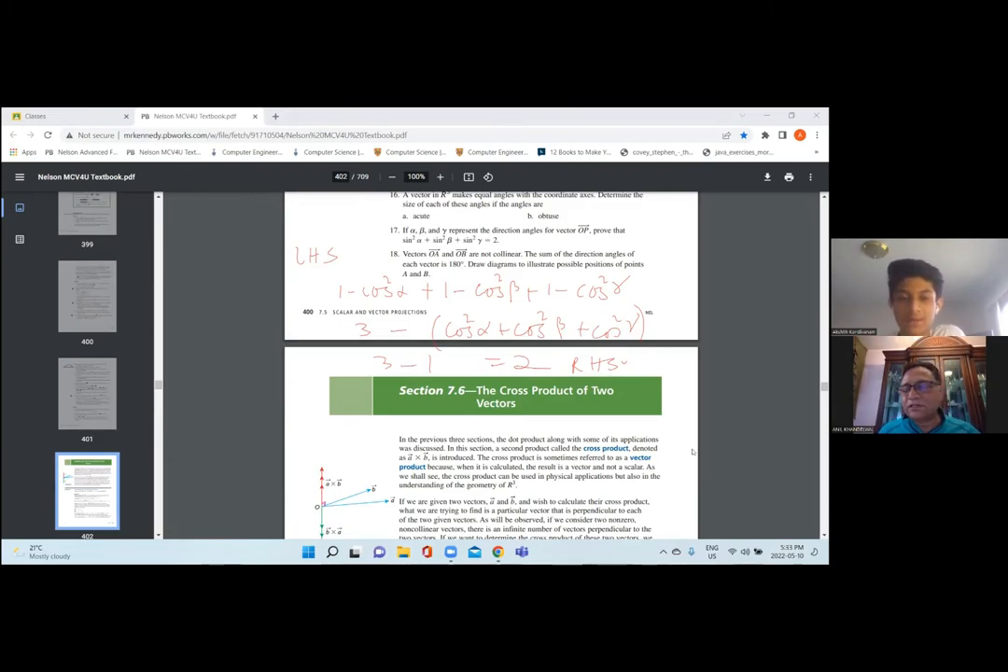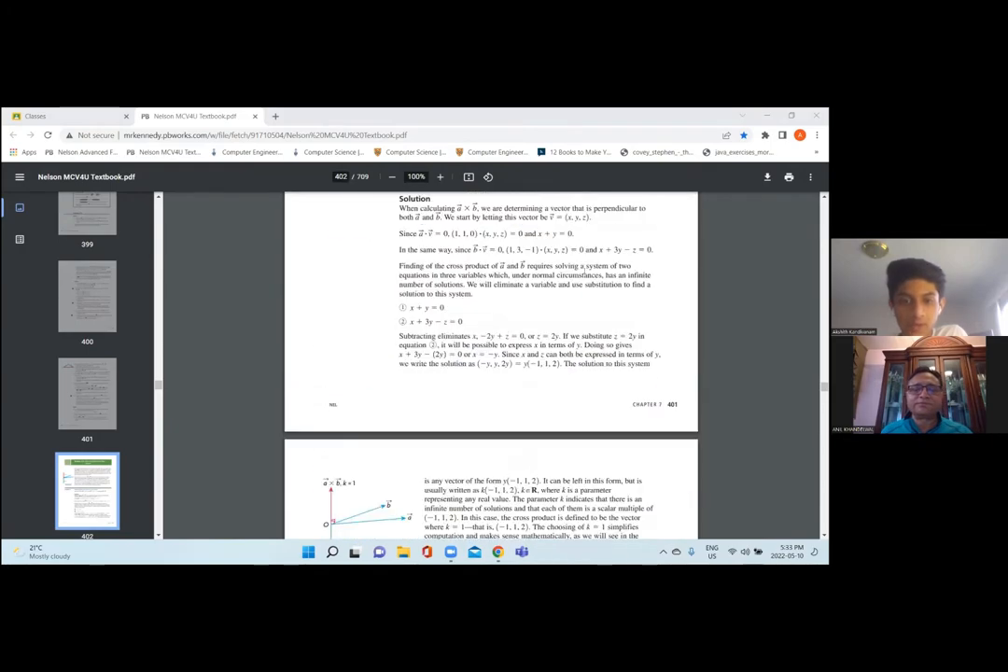Perfect. So that is how you should be working on vector projection, scalar projection, and the direction projection. Very simple. I hope the answer is absolutely clear. So next chapter is cross product of two vectors, which we did last time, right? Yes, sir. We did the cross product last time. Okay. Let's go to the review exercise.